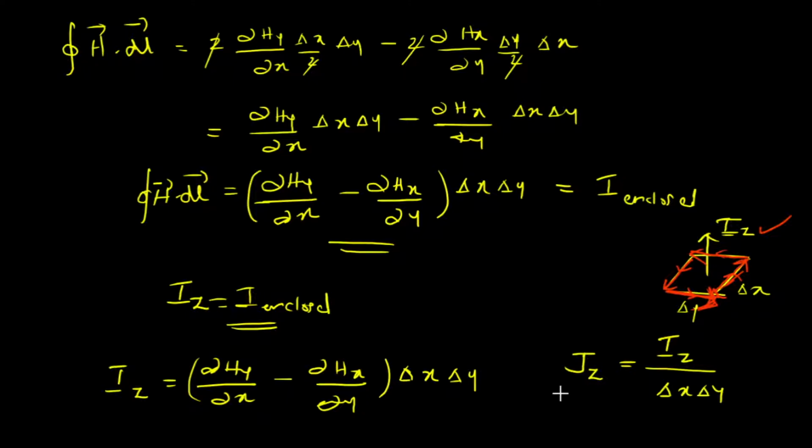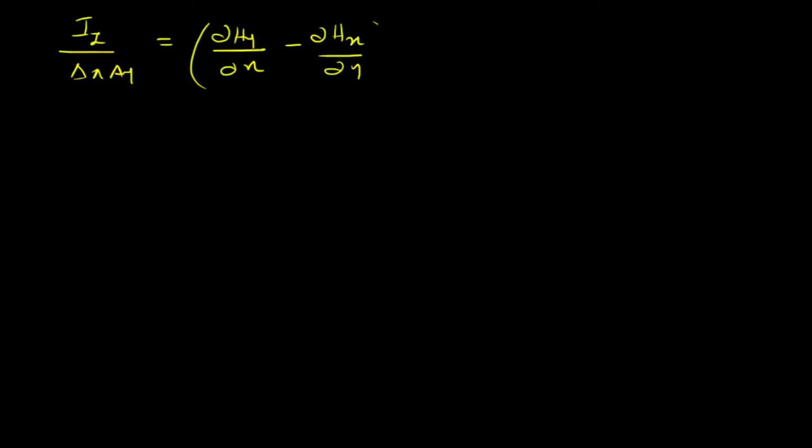So I can easily understand that Jz is Iz by delta x. Okay, so if I take this delta x delta y to the left hand side, this equation can be written as Iz divided by delta x delta y, which is equal to variation of Hy along x direction minus variation of Hx component along y direction, right? So this is what I get.